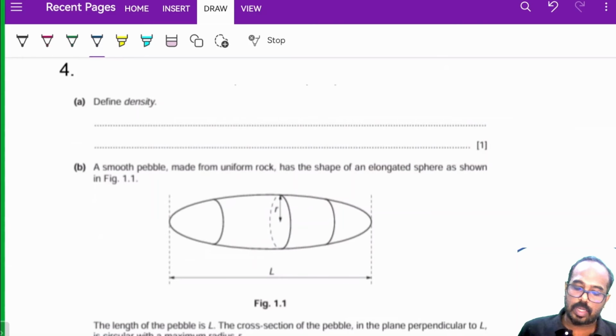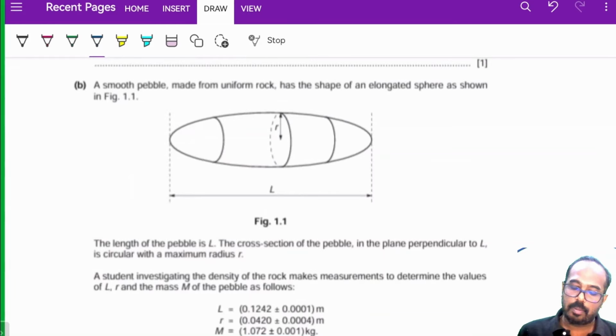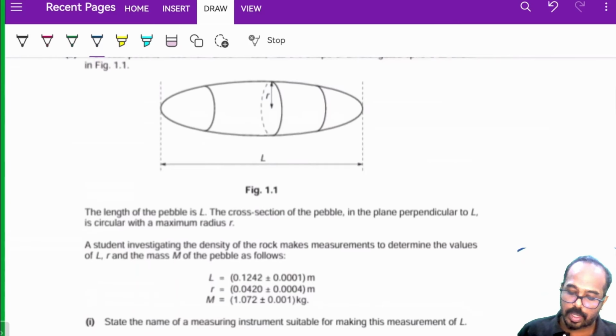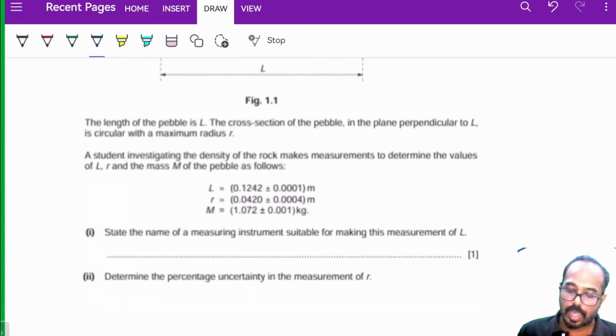Define density. You know the definition of density, what is that? Mass upon volume, mass per unit volume, right? A smooth pebble made from a uniform rock has the shape of an elongated sphere as shown in the figure. Length is there, radius is there. This is the shape. The cross section of the pebble in the plane perpendicular to L has a maximum radius at this point, and that is R. A student investigates the density of the rock and makes measurements to determine the values of L, R and the mass M of the pebble. So the measured values are L, R and M.